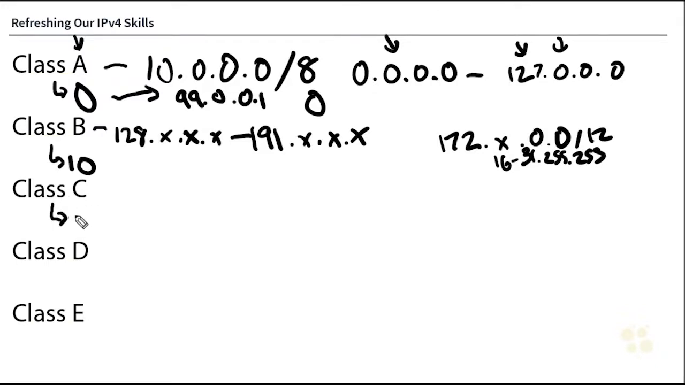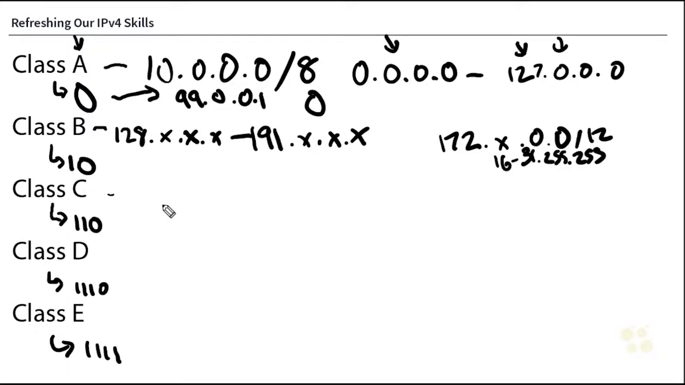We move on to Class C, and this is where you see the trend emerge even further. The high order bits now are 110. Can you guess what Class D is going to be? It's going to be 1110. Then Class E is going to be 1111. You can kind of get the trend of how this works: 0, then 10, then 110, then 1110, then 1111.